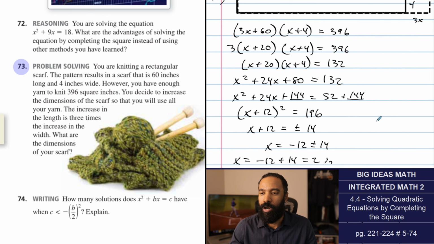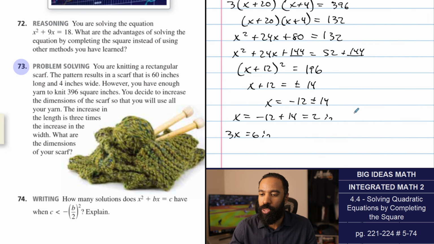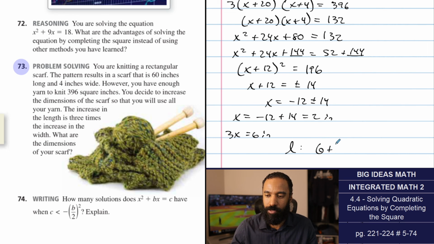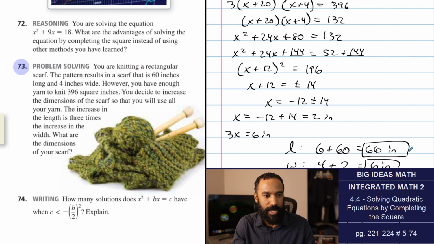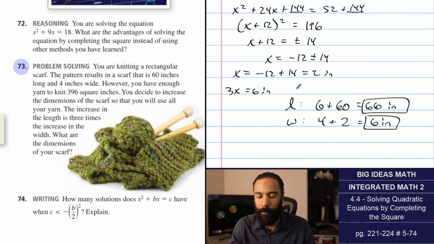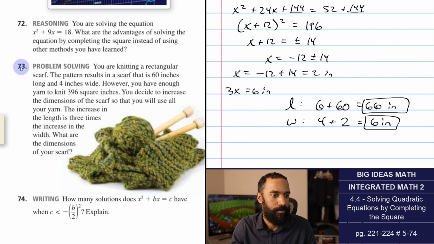So your length is 6 plus 60, which is 66 inches. And your width is 4 plus 2, which is 6 inches. And 66 times 6 is 396. I'm guessing. Yes, it is.